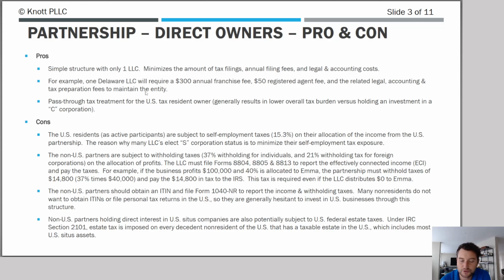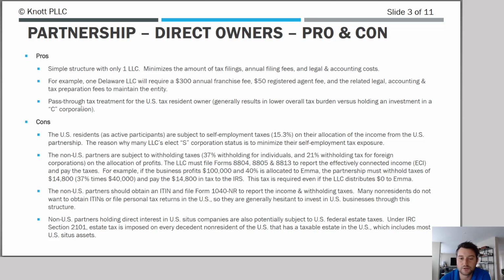Okay, so what are some of the pros and cons of doing it this way? So the pros: simple structure, only one entity, right? The more entities you add, the more of a compliance nightmare you have, the more filing fees and costs, things like that. So the nice thing is, it is a very lean structure. You do have just one company.